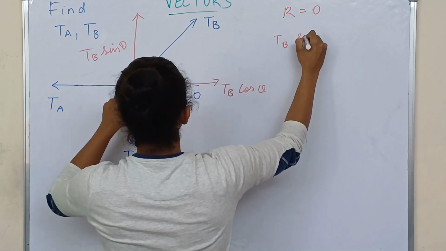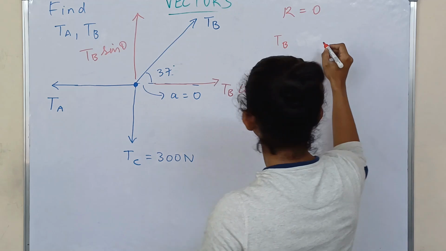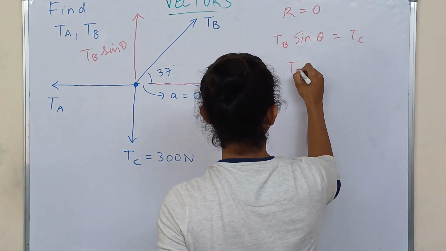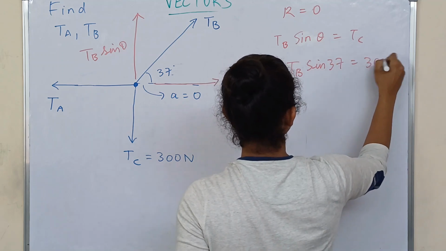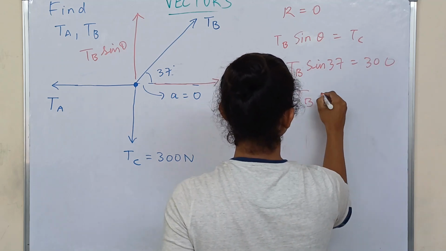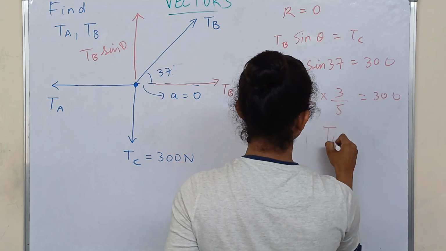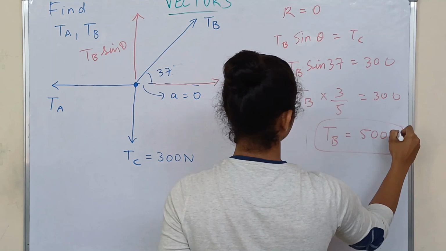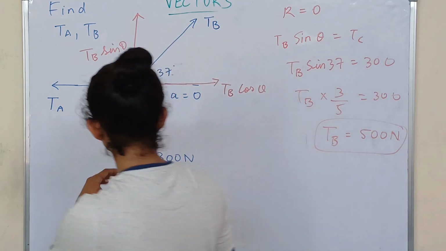TB sin theta equal to TC. So TB sin 37 is equal to 300, so TB into 3 by 5 is equal to 300, so TB will be equal to 500 Newtons. So see, we were able to solve this particular problem very easily using resolution of vectors.